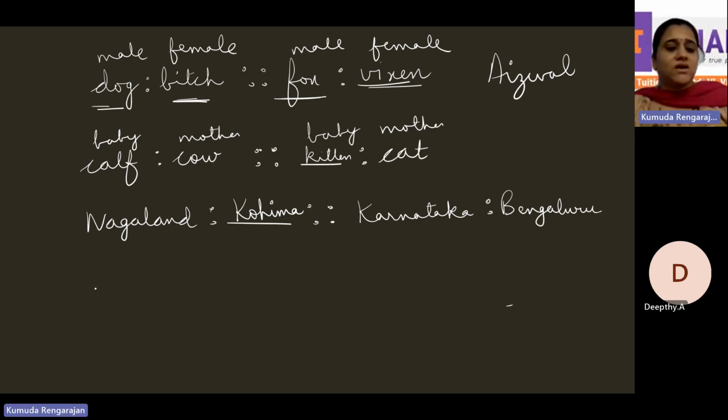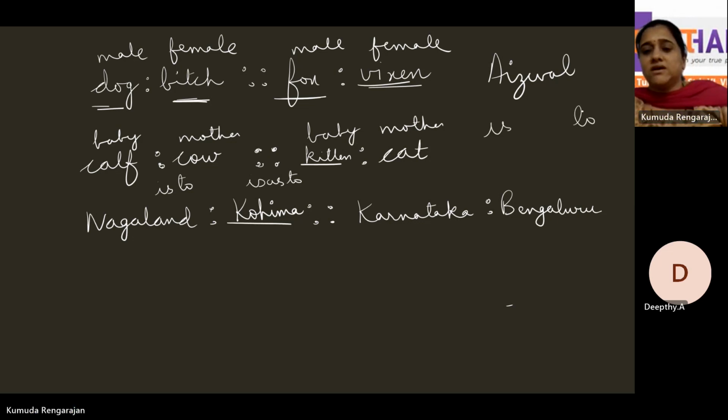So like this, how do we read this? Calf is to cow is as to kitten is to cat. This is 'is to', this is 'as to'. Just one word in the middle. Is to. Is as to. All right.